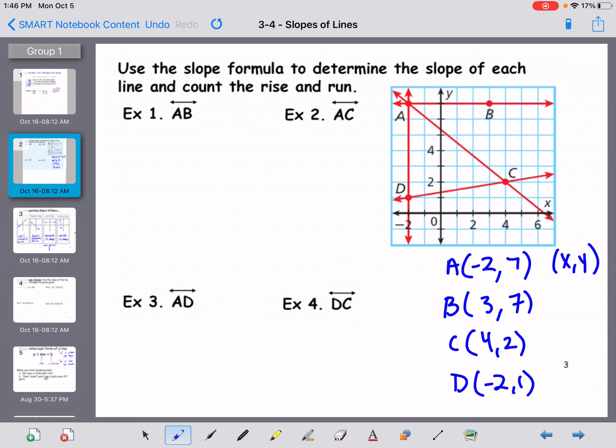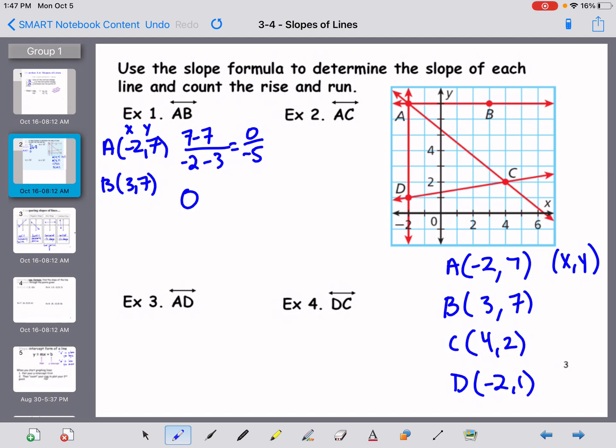So A, from A to B. All right, so my X's and my Y's. So what comes on top? That's right, Y's. So 7 minus 7, and -2 subtract 3. This is going to give me a 0 over a -5. And I want to remember that the slope would be 0.